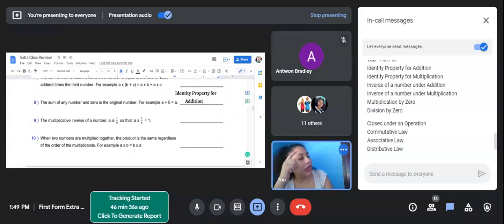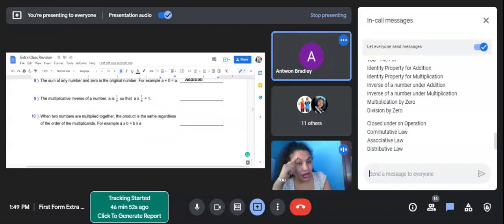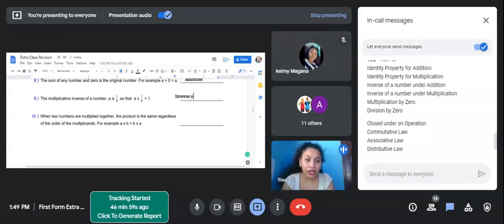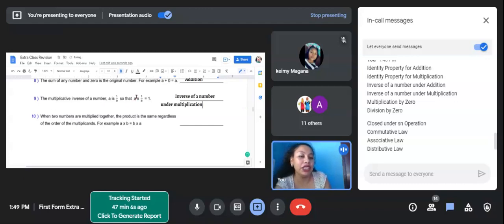Okay, so let's continue. The multiplicative inverse of a number. So if I give you a number, you give me the reciprocal and we multiply them and it gives you 1. What was that called? Inverse. Inverse of a number under what? Multiplication. Inverse of a number under multiplication. Remember, we are multiplying here. It says multiplying.